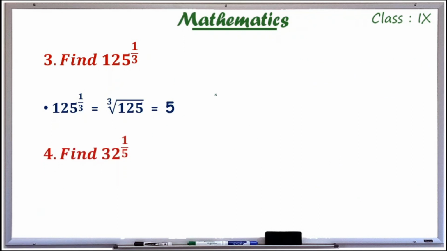And you have to find 32 raised to 1 by 5. All of you take a paper and try this. You just pause this video. After answering you can continue.